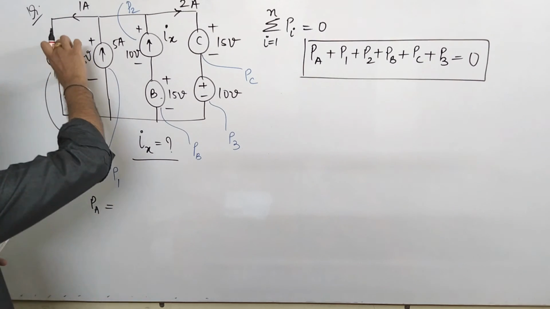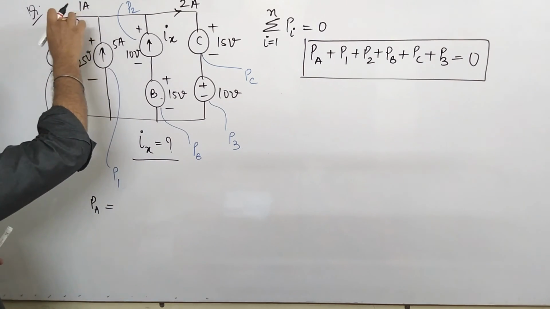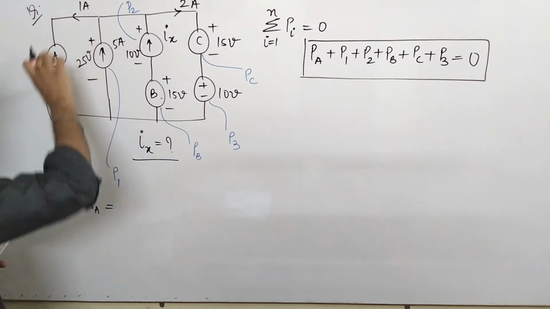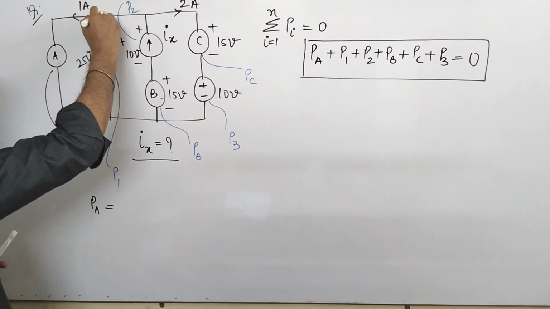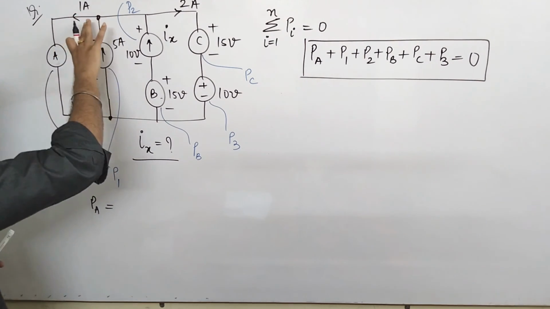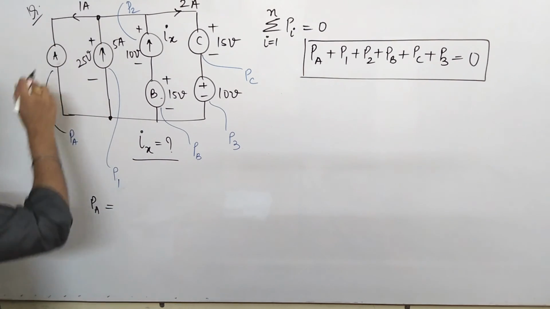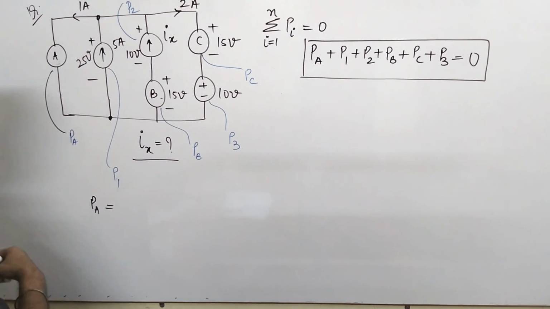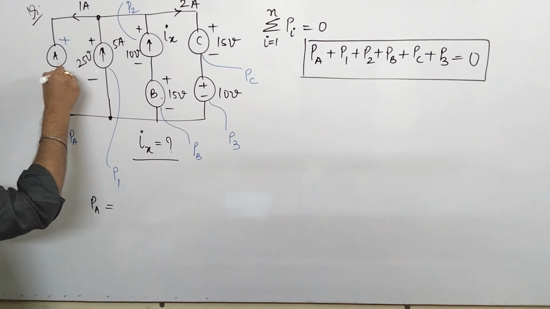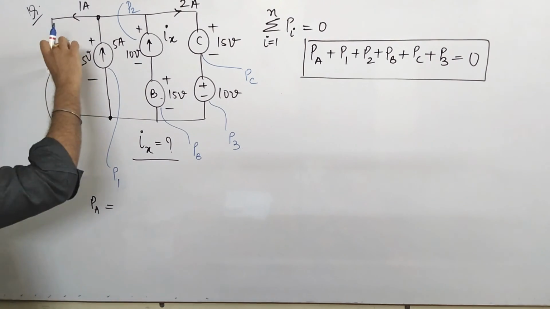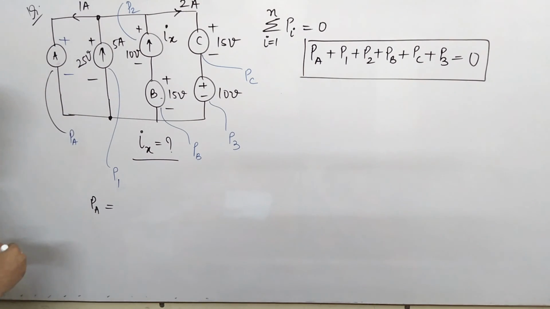Now very important thing, this PA is some element, current is here 1 ampere. Now we don't know the voltage, so what is the voltage? Now see, 25 volt is appearing across these two nodes. So the same voltage will be appearing across this element. So the nature of this voltage is something like this. Okay, and the value is 25 volt. Very important.